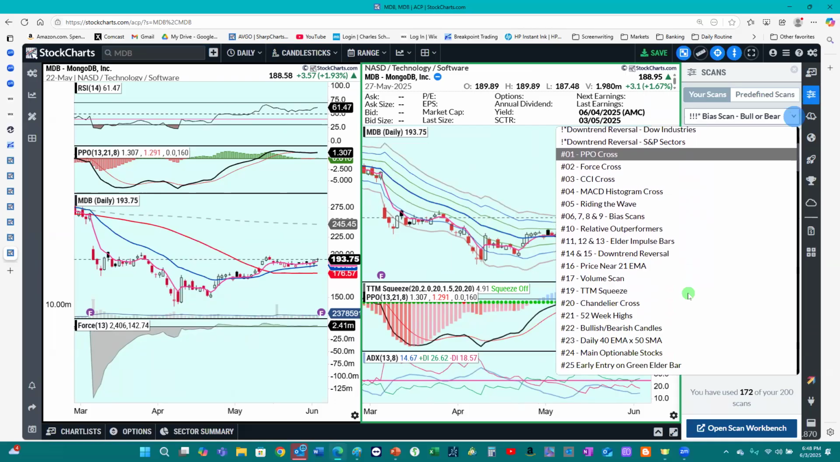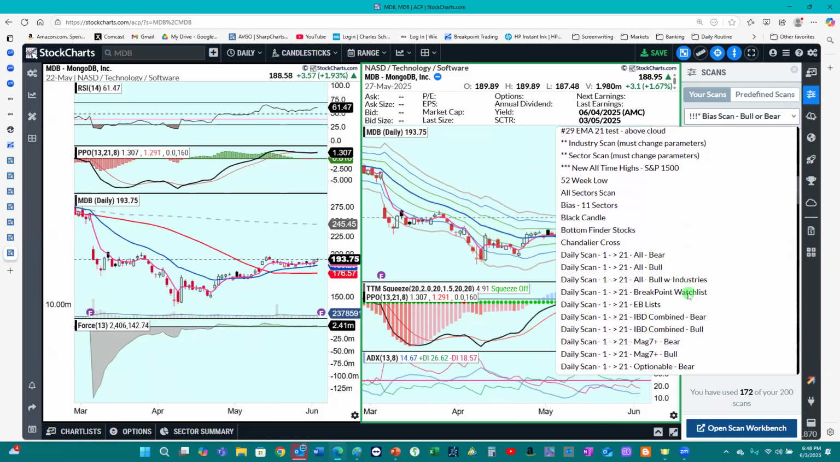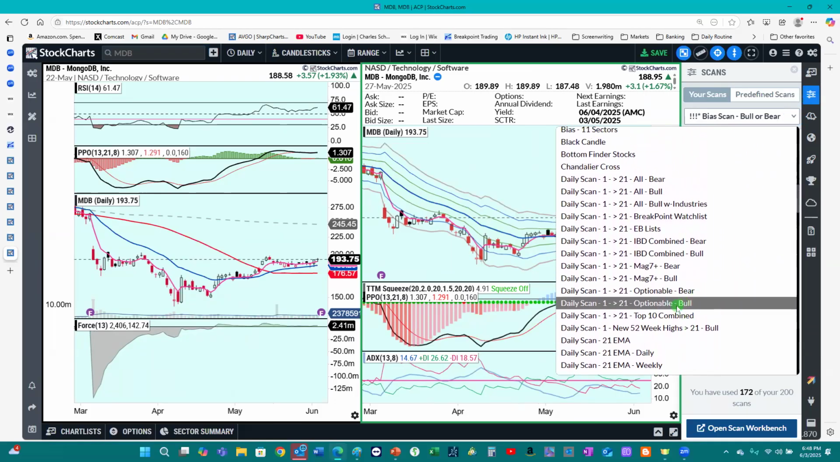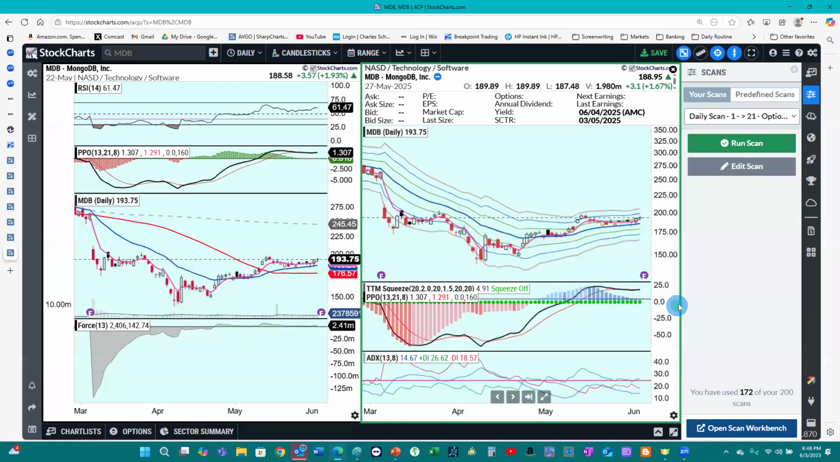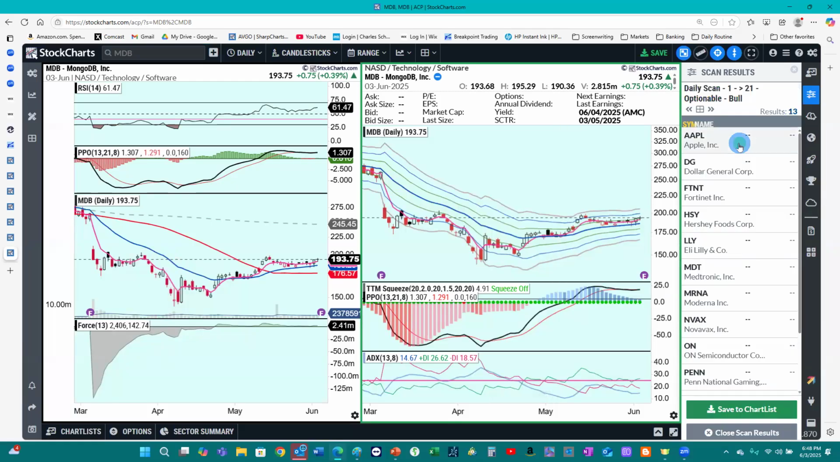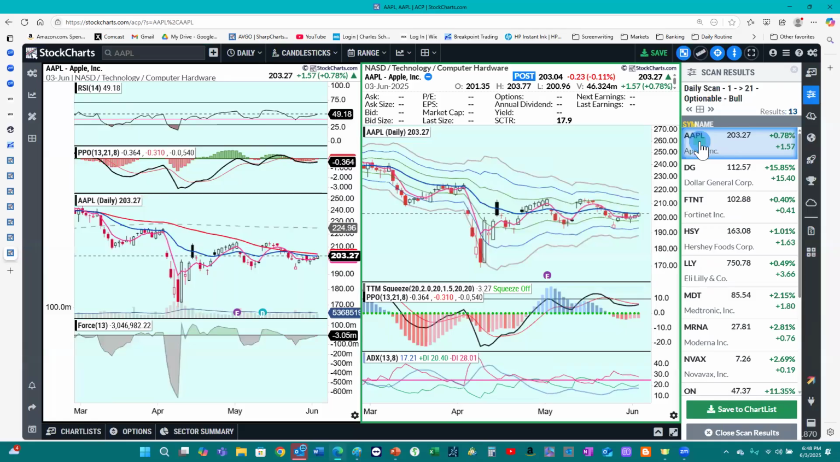I'll do the options one first. All of these have, this is the bullish, all of these have weekly options. So Apple making a comeback now. See Apple right at the 21. So Apple looks like it's starting to improve, starting to come up. That might be a good one.